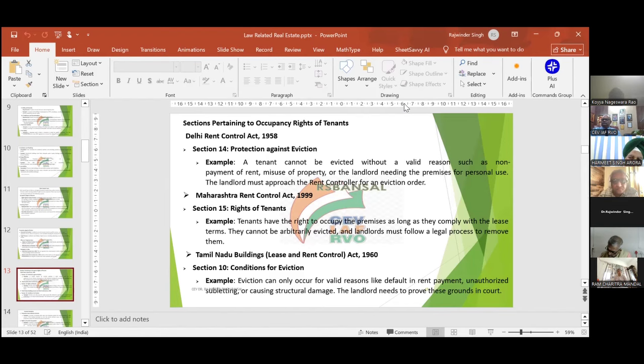And in Maharashtra Rent Control Act 1999, Section 15 of this act gives right to the tenants. Then similarly in Tamil Nadu, Buildings Lease Control Act 1960, the Section 10 gives the conditions for eviction of tenants.